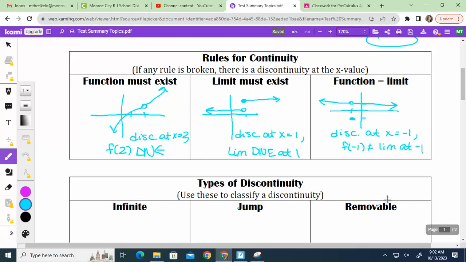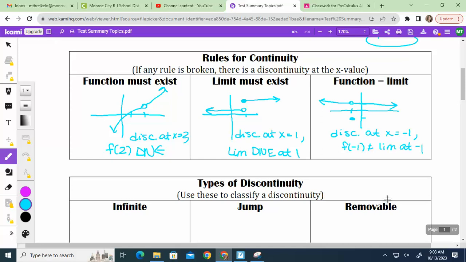So if I ask what rule is broken, you have to tell me one of these three things. The function doesn't exist, the limit doesn't exist, or they are not equal. Are we okay with that?